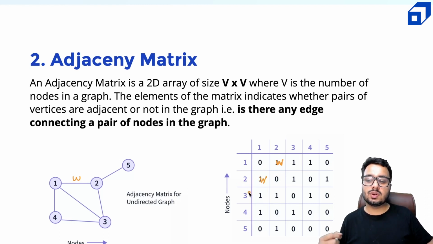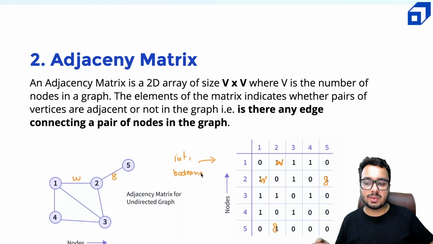right? So you can store integer values. 2 comma 5 has 8 weight, so 2 comma 5 you can put this value as 8, and 5 comma 2 as also 8, right? So depending upon the use case, this matrix can be an integer matrix or it can be a boolean matrix, right? So I hope you understand the concept of adjacency matrix.